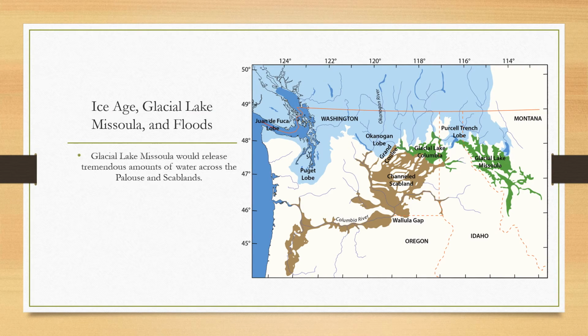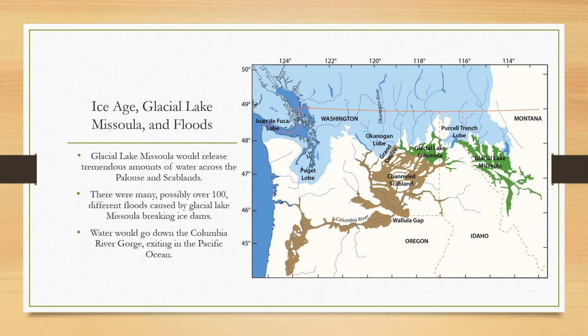The last Ice Age occurred 2.6 million years ago, covering parts of the northern United States in glaciers. Around 18,000 years ago, the Earth started to warm, melting these glaciers and creating massive lakes. Glacial Lake Missoula was one of those lakes. Glacial Lake Missoula would often break ice dams, flooding eastern Washington with tremendous amounts of water. This may have happened upwards of 100 times, eroding and carving the land each and every time. The water would flow down the Columbia River Gorge and exit via the Pacific Ocean.